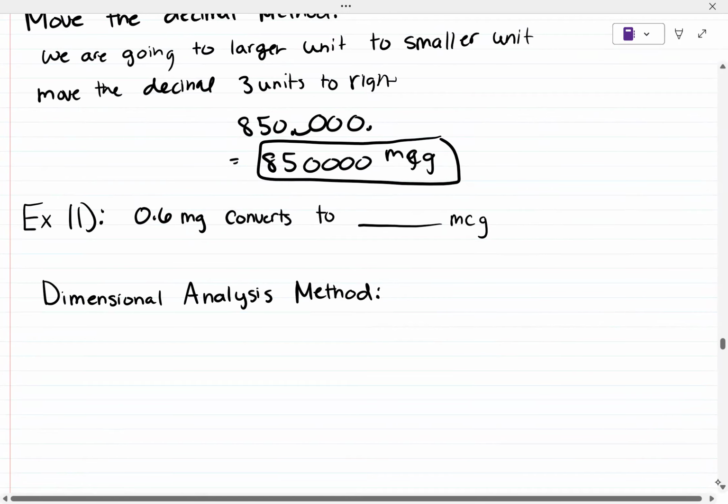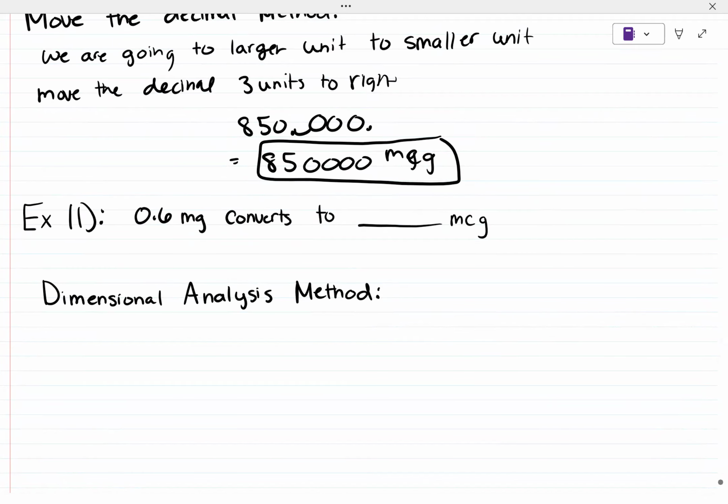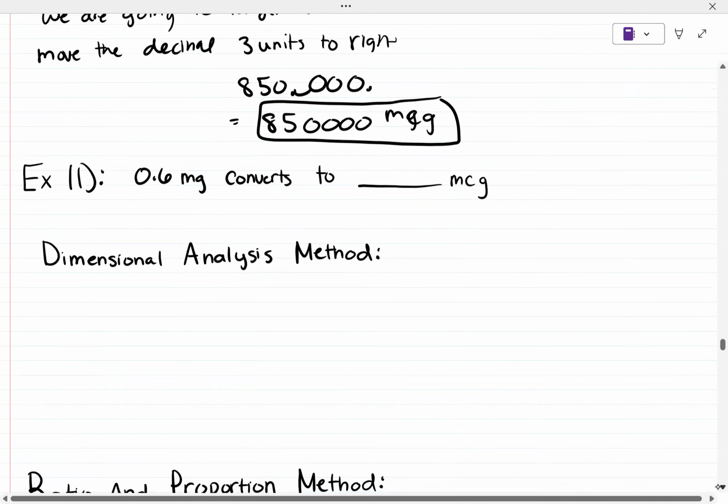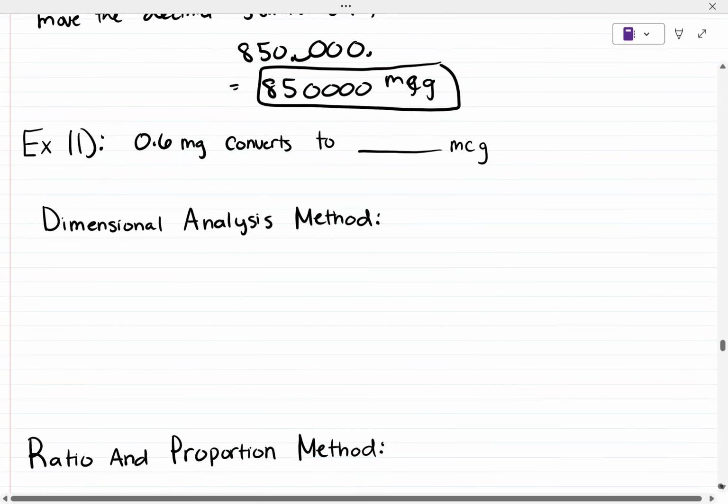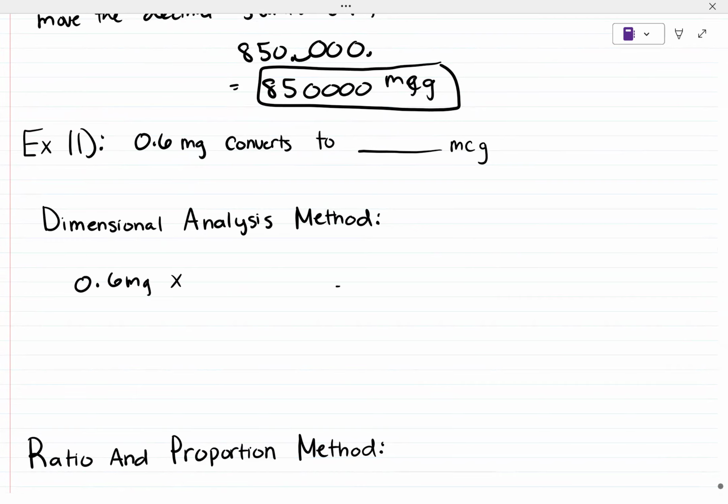Okay, example 11. We are given 0.6 mg and we have to convert it to mcg. So we're going from a larger to a smaller, right? So dimensional analysis method. So just write down what you were given, 0.6 mg, and then times. And then on the bottom, I'm going to put mg, and then on the top, I'm going to put mcg. And then you can put a 1 here.